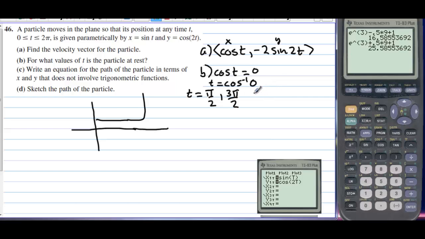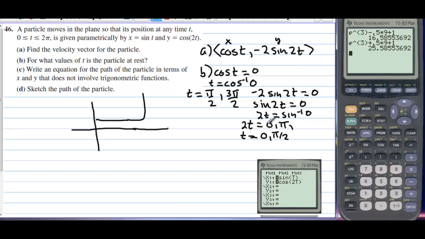This equation is a little bit more complicated. We have negative 2 sine of 2t equals 0. If we divide both sides by negative 2, we have sine of 2t equal to 0. And then 2t is equal to inverse sine of 0. On one trip around, where is sine 0? Sine is 0 at 0 and pi. But if we divide by 2, we get 0 and pi over 2.